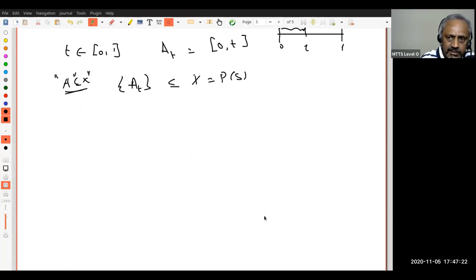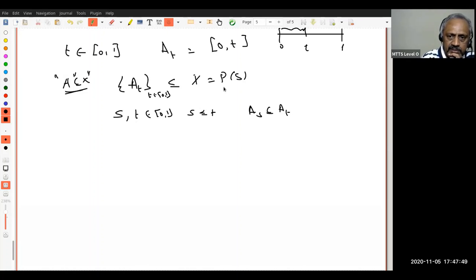Is that clear to you? Yes. Why? Because if you give me s and t, if s is less than or equal to t, then A_s is a subset of A_t. You understand that? Since s and t are real numbers in [0, 1], either s is less than or equal to t or t is less than or equal to s. Accordingly, A_s is a subset of A_t or A_t is a subset of A_s. Therefore, this is a chain.